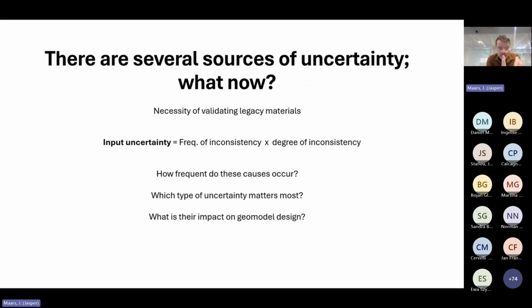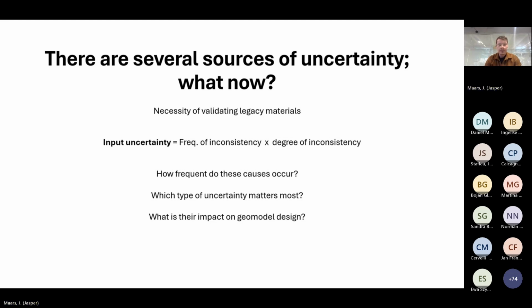Right. So what I showed is that there are several sources of uncertainty. But what now? I think it's important, and that also shows the necessity of validating legacy materials before you embark on the geomodeling exercise. In a way, input uncertainty may be the product of the frequency of certain inconsistencies or uncertainties and the degree of that inconsistency or uncertainty. And somehow we have to weigh that, because an inconsistency can occur frequently, but if it doesn't impact model design or the way you make your framework model, then does it really matter?